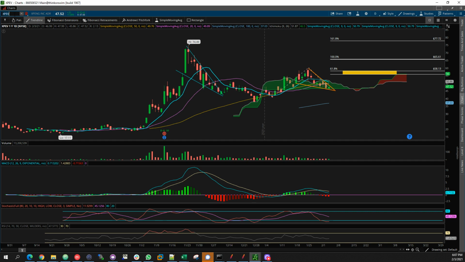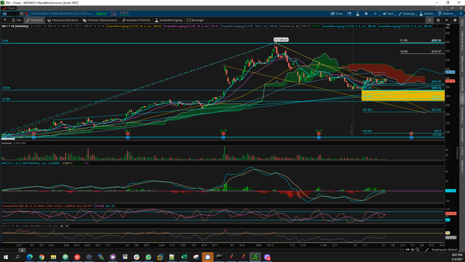Zoom is next. I think we have one more ticker. We are over an hour and 30 minutes. I believe I am exhausted. So on the daily, MACD is definitely going over bullish.